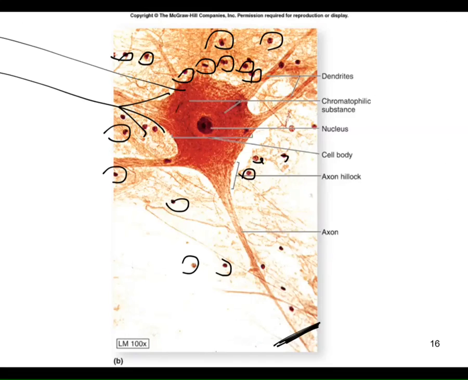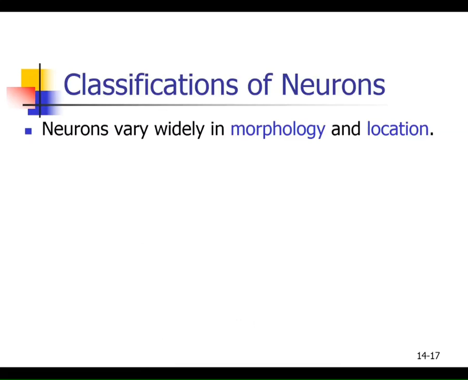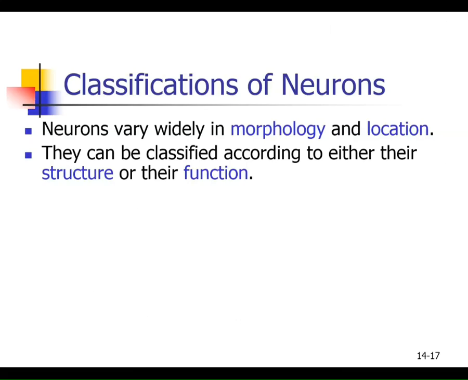Now, neurons, the one we labeled just a moment ago, is pretty typical. That's the one you'll have to label or one like it. But I want you to appreciate that neurons come in multiple shapes, and they're found in different places, right? We'll talk about sensory neurons and motor neurons. They're in different places. We'll talk about also the morphology, the shape. Remember tonight, vocab, morph means form or shape.